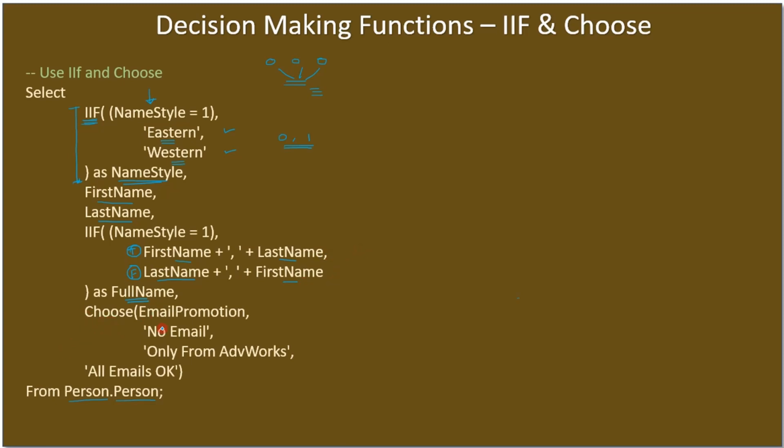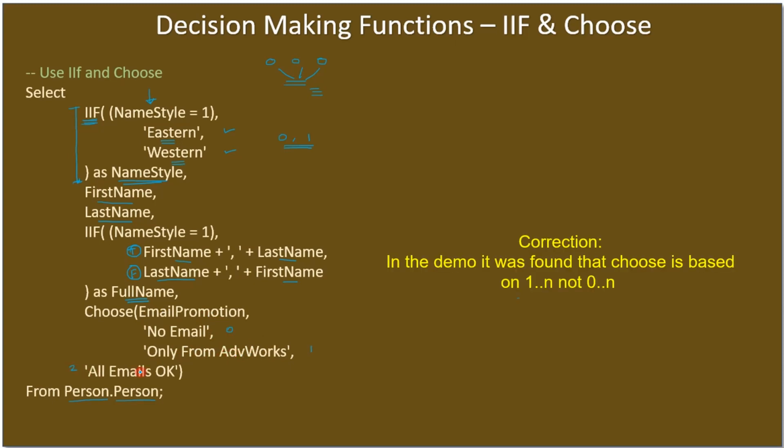Next we use choose. For this choose function, we are using the column email promotion. The choose function will test the specific column, and when it is 0, it comes here and evaluates this. If it is 1, it goes to the next. The list can grow like this, 0, 1, 2, 3, 4, 5, 6, likewise it can grow. So choose is based on the very first condition.